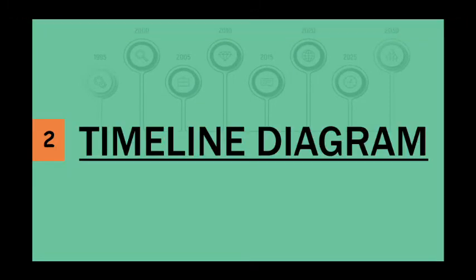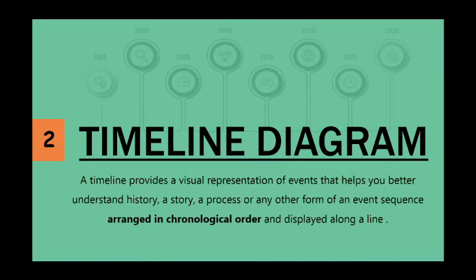Next is the timeline diagram. A timeline provides a visual representation of events that helps you better understand history, a story, a process, or any other form of event sequence in chronological order and displayed along a line. To better understand a story or a process, usually they use this timeline diagram because the main events in a story or a process are arranged in chronological order.